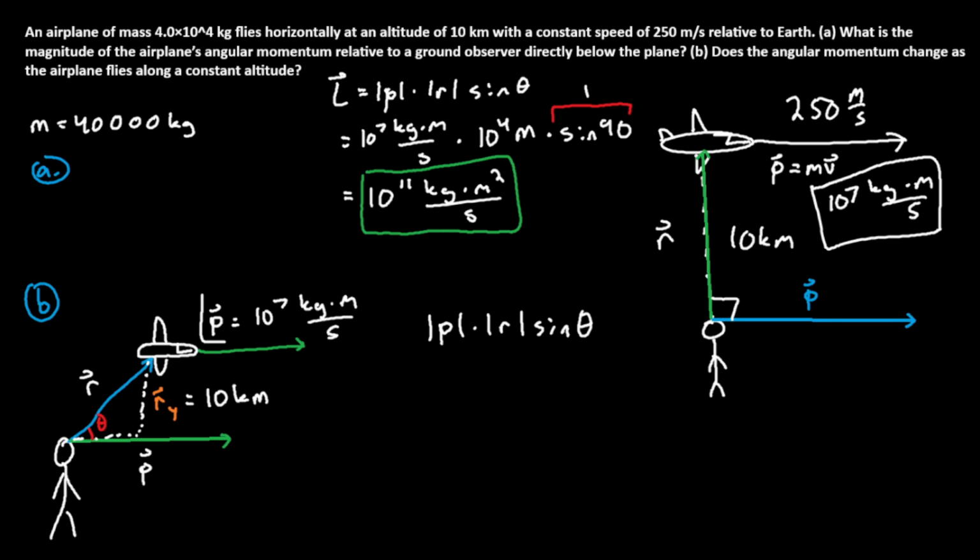So your momentum is the same, still 10 to the power of 7, and r times sine of theta is still 10 to the power of 4 meters, 10 kilometers. If you multiply these two together, they still equal 10 to the power of 11 kilogram meters squared over seconds. So your angular momentum stays the same due to the property of sine of theta.